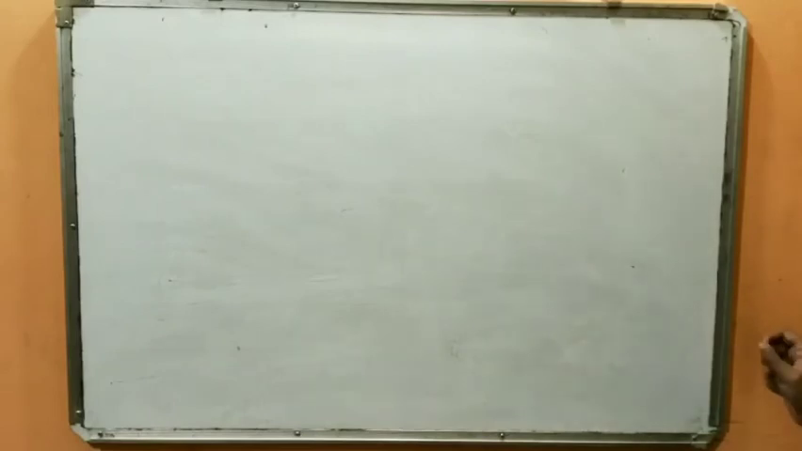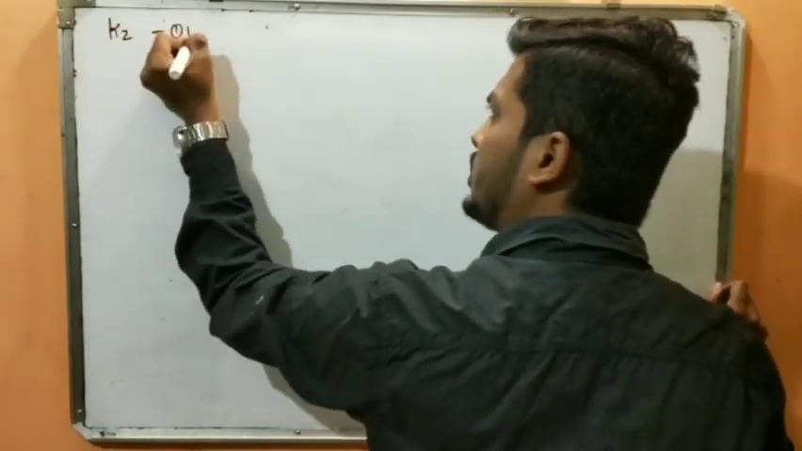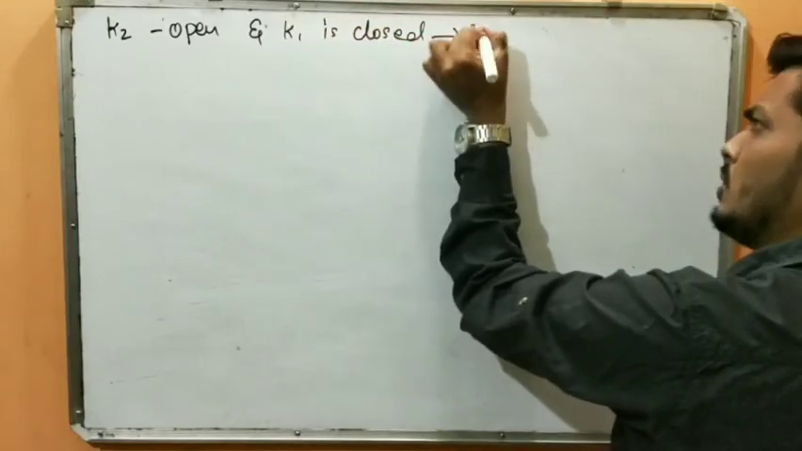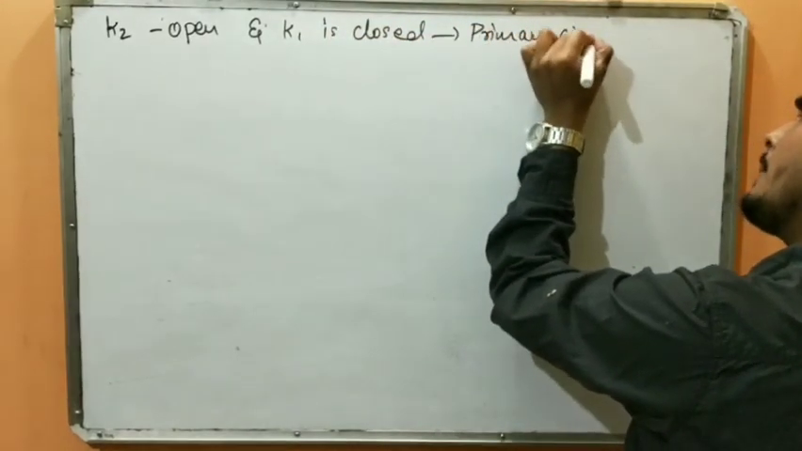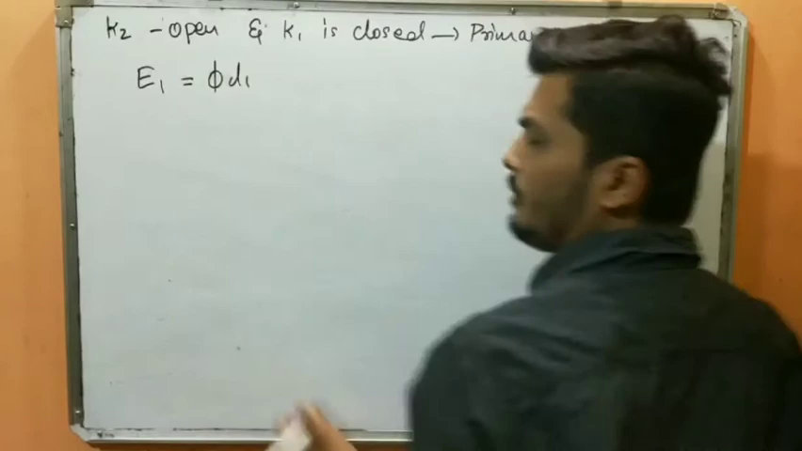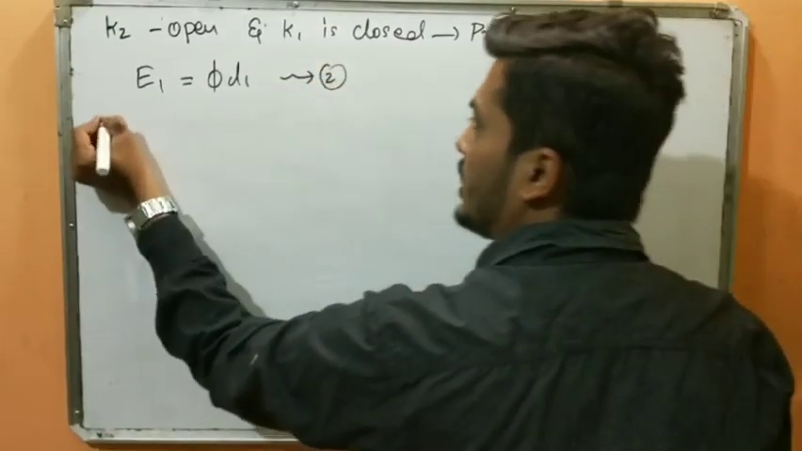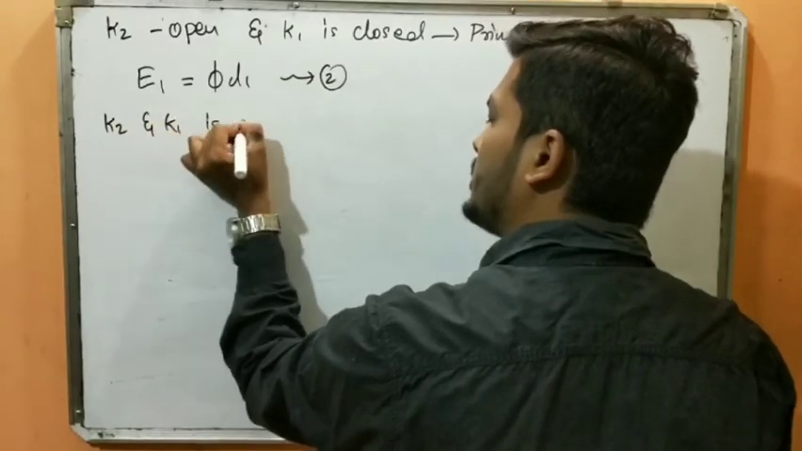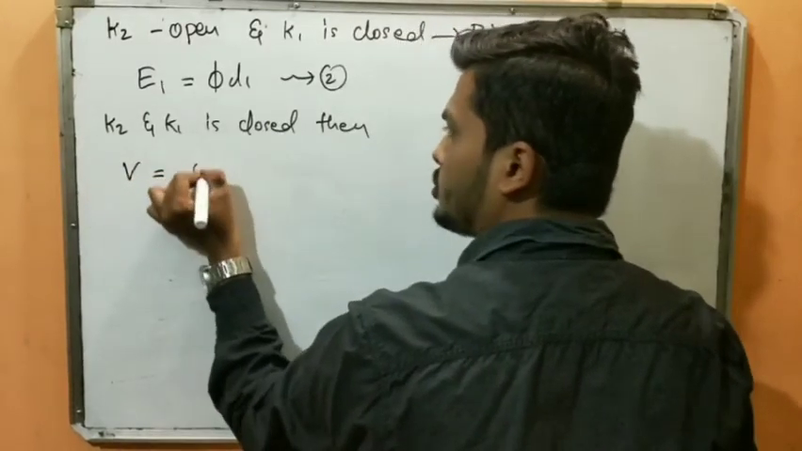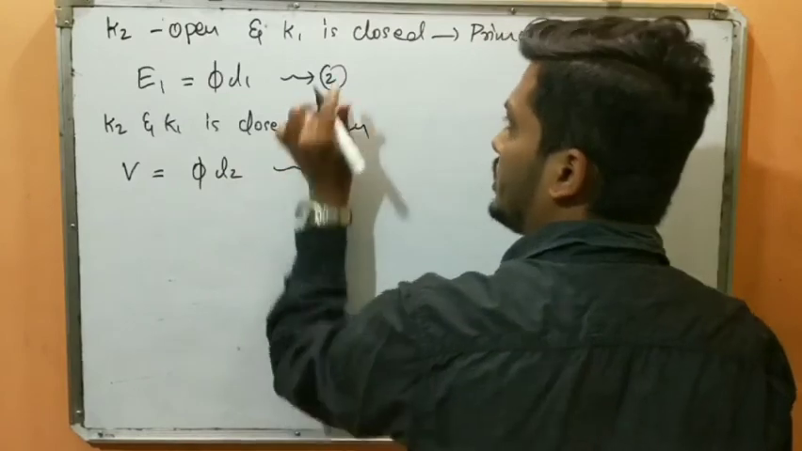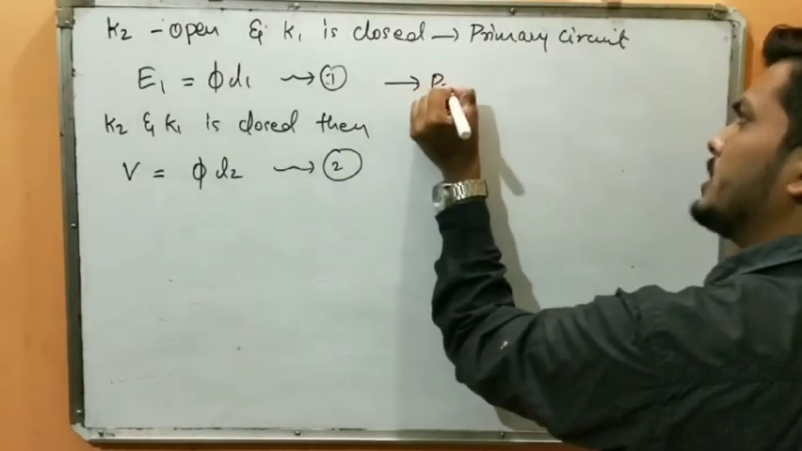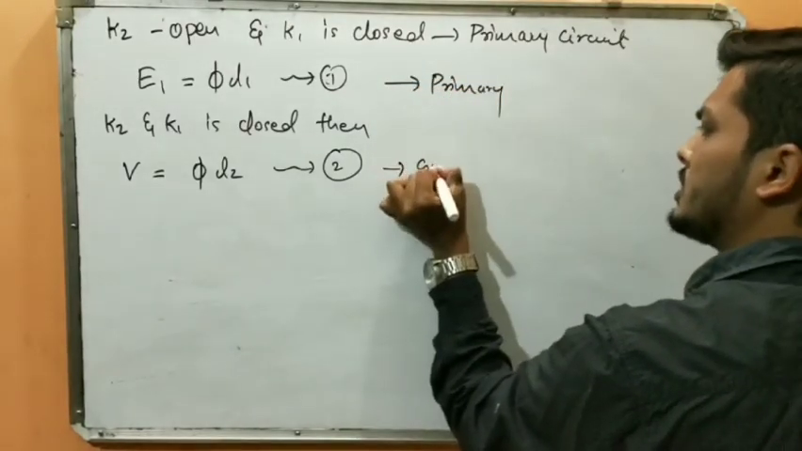Now when K2 is open and K1 is closed, current is flowing through the primary circuit. So here E1 will be what? Equal to phi L1. Yes or no? Similarly, when K2 and K1 are closed, then the potential across the cell will be what? Phi L2. This is equation 1 and this is equation 2. Are you understanding? So this is for my primary circuit and this is for the secondary circuit.